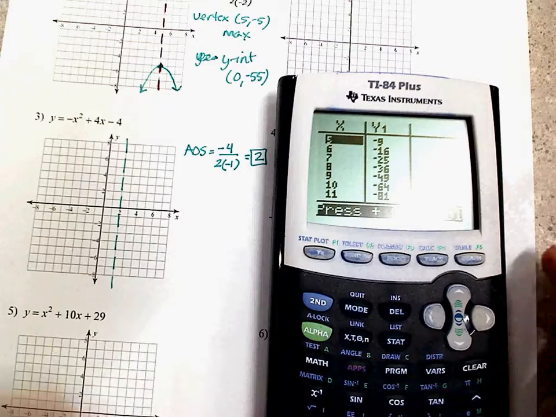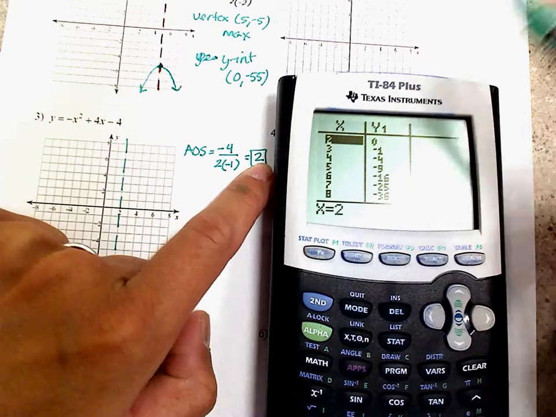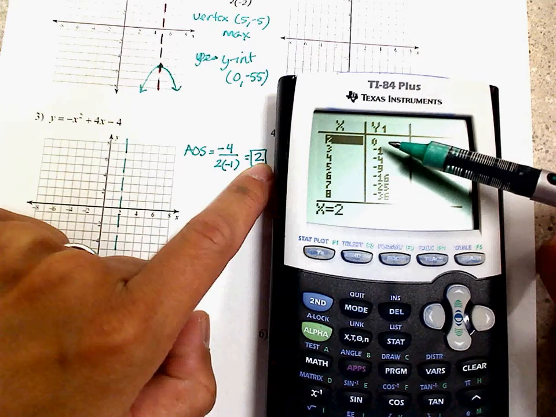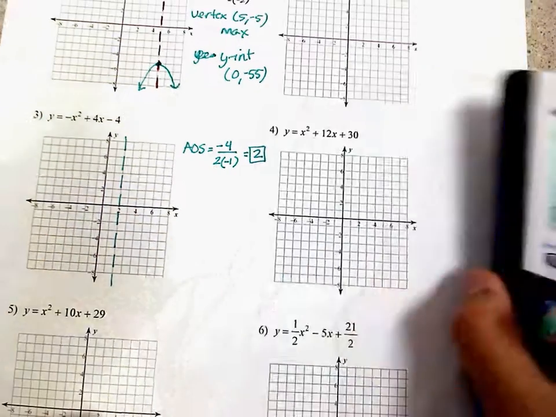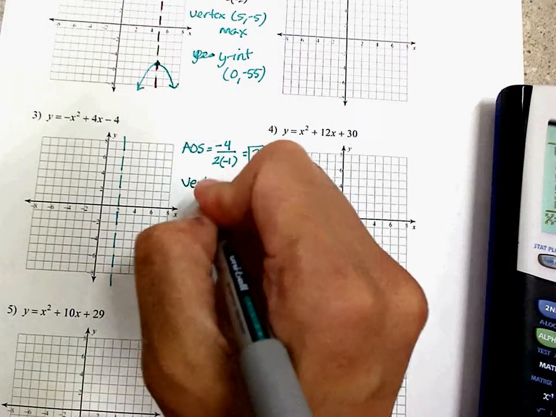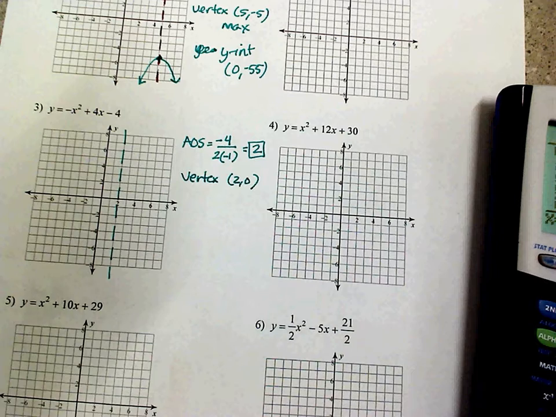Do you see how your axis of symmetry is at 2? So go to 2. So where is your vertex? 2, 0. Label your vertex. Okay? 2, 0.